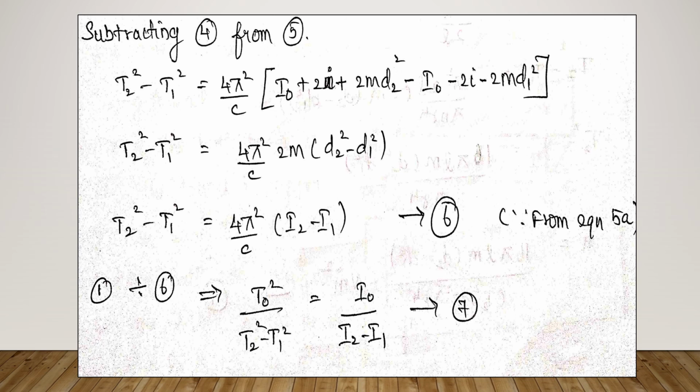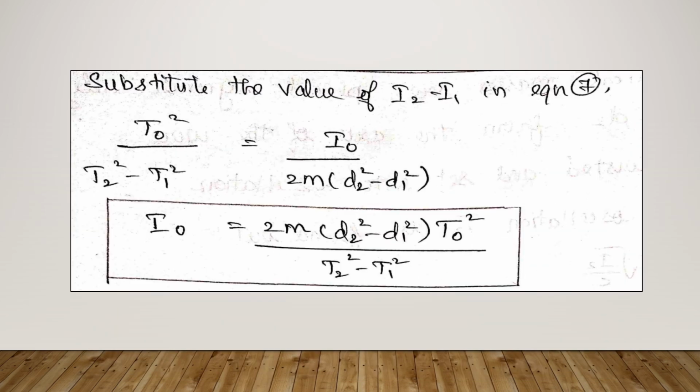Now equation 1 divided by equation 6. So T0 square divided by T2 square minus T1 square is equal to I0 divided by I2 minus I1. Take this one as equation number 7. Substitute this value of I2 minus I1 in this previous equation. So you will get T0 square divided by T2 square minus T1 square is equal to I0 divided by 2m into d2 square minus d1 square. This 2m into d2 square minus d1 square is the value of I2 minus I1.